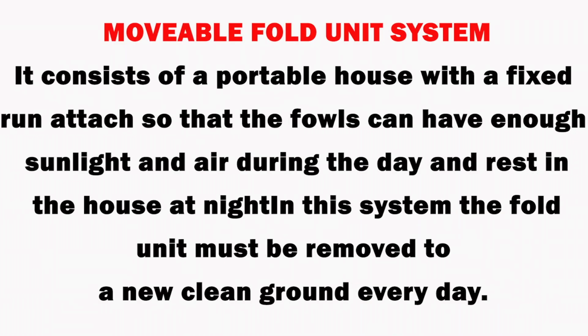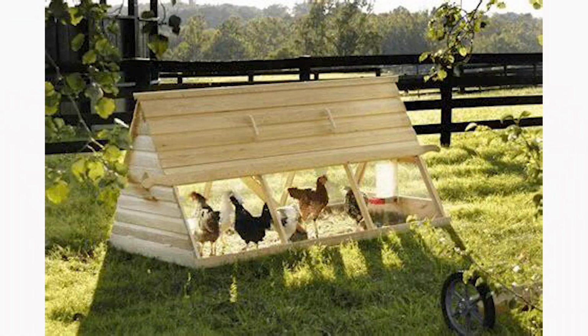Movable food unit system. It consists of a portable house with a fixed run attached so that the fowls can have enough sunlight and air during the day and rest in the house at night. In this system, the food unit must be removed to a new clean ground every day. A diagram representing movable food unit system is shown on your screen.